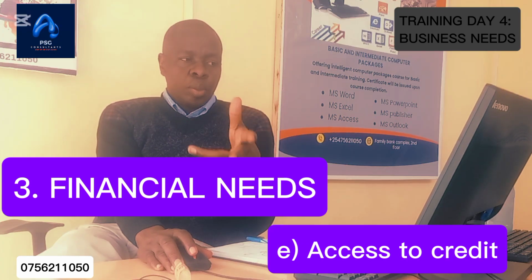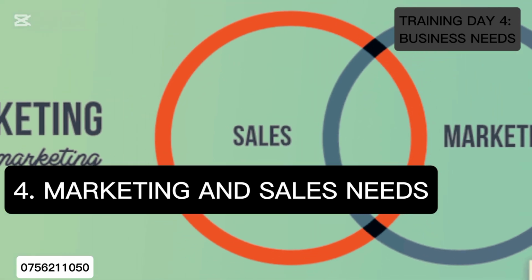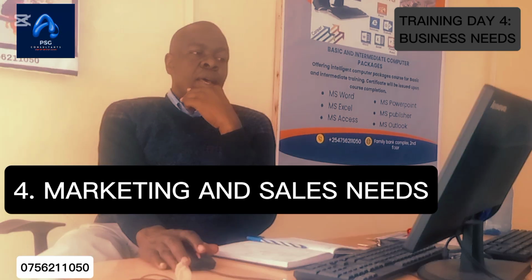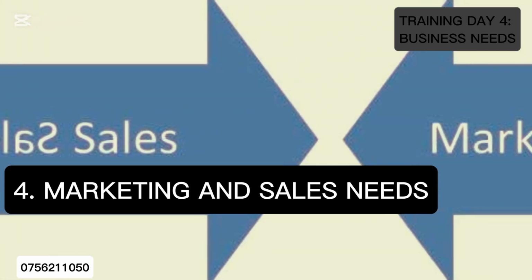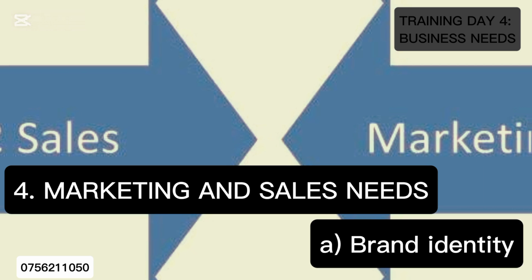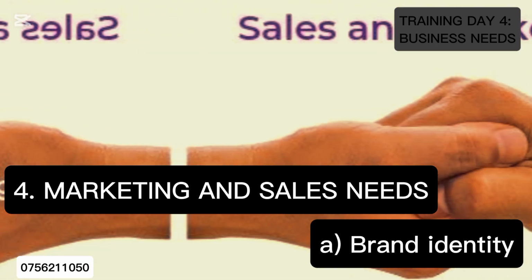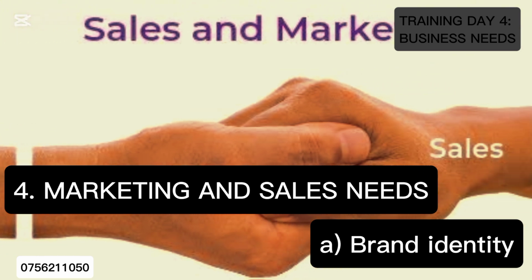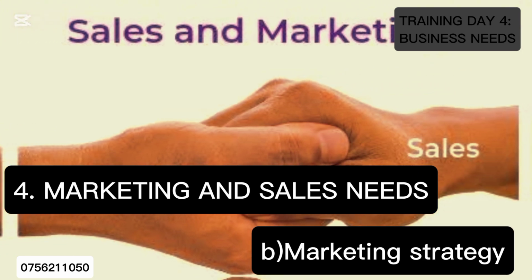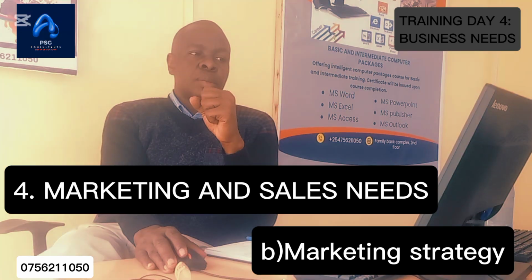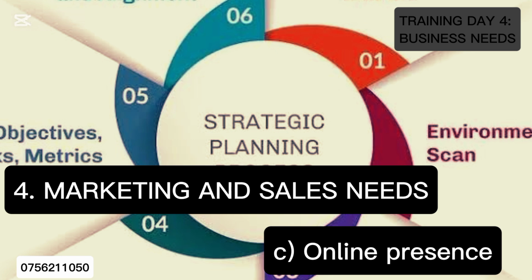Number 4, marketing and sales needs. To attract customers and drive revenue, this is the most important thing that you need to do in your business, alright, in your small business. So A is brand identity. You need to have a logo, a brand message, and a unique value proposition guide, right? B, marketing strategy, a comprehensive plan covering digital, print, and in-person marketing. C, online presence, a professional website, if possible, active social media accounts, and SEO strategies.